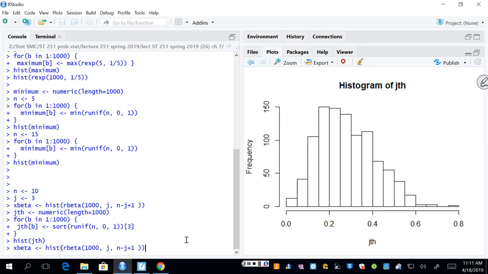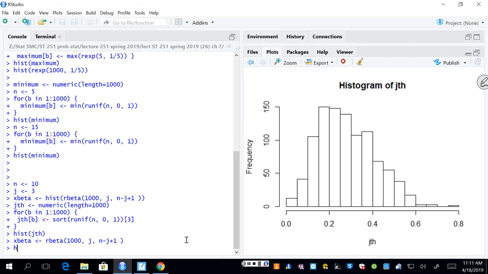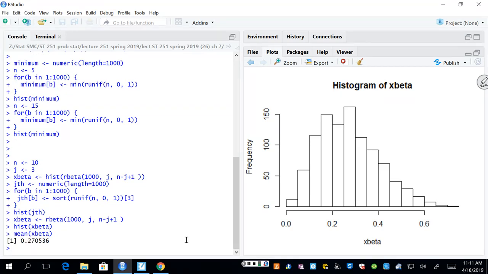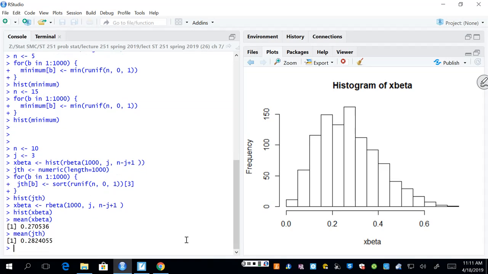Back up here. I save that and don't do a histogram yet, and then do a histogram of my x betas. It looks kind of the same. The mean of my x betas for that histogram is about 0.27. The mean of my jth values is about 0.28. With 1,000 samples, there's a little bit of variability there. But once you figure out that it is beta, that's the result.